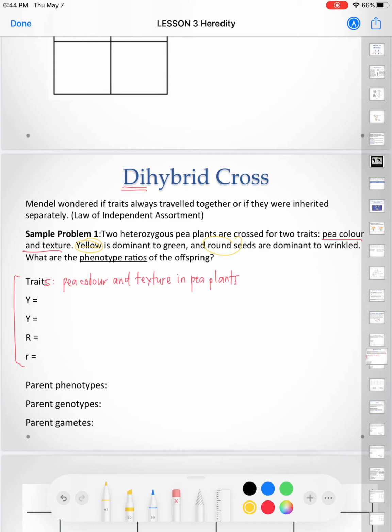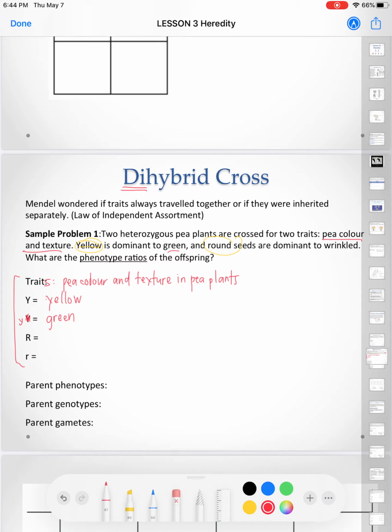The Y's are going to be used for pea color. So we can see here that yellow is going to be the dominant color, or the dominant phenotype, and the recessive phenotype is going to be the green. So this is wrong. This actually technically should be a small y. Okay, so that is going to be green. So those are our two alleles for pea color.